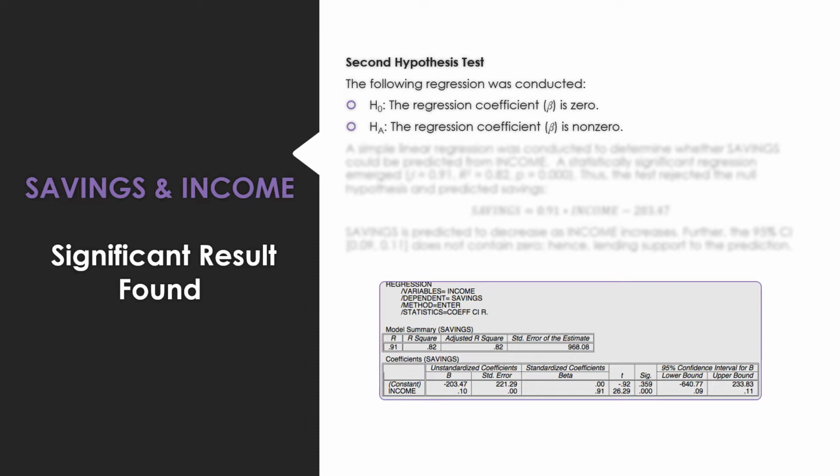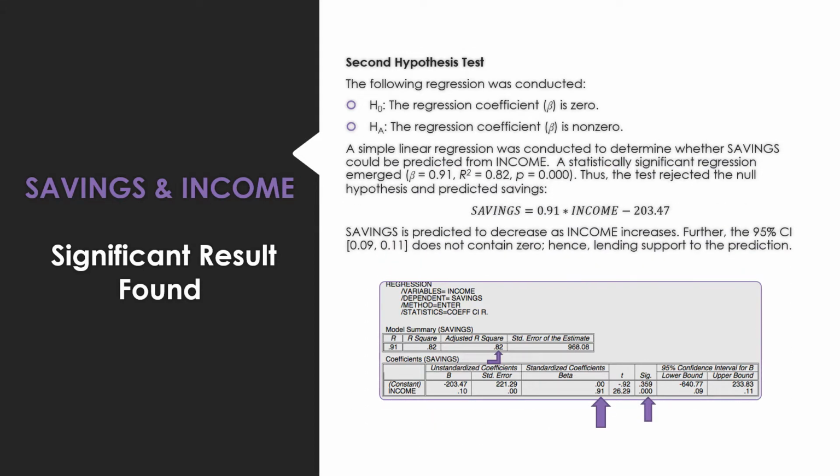From the results, we know that beta equals 0.91, r squared equals 0.82, and the p-value equals 0.00. Therefore, we can reject the null hypothesis and predicted savings, where savings equals 0.91 times income minus 203.47. Savings is predicted to decrease as income increases. Further, the 95% confidence interval 0.09 and 0.11 does not contain 0, which lends support to the prediction.